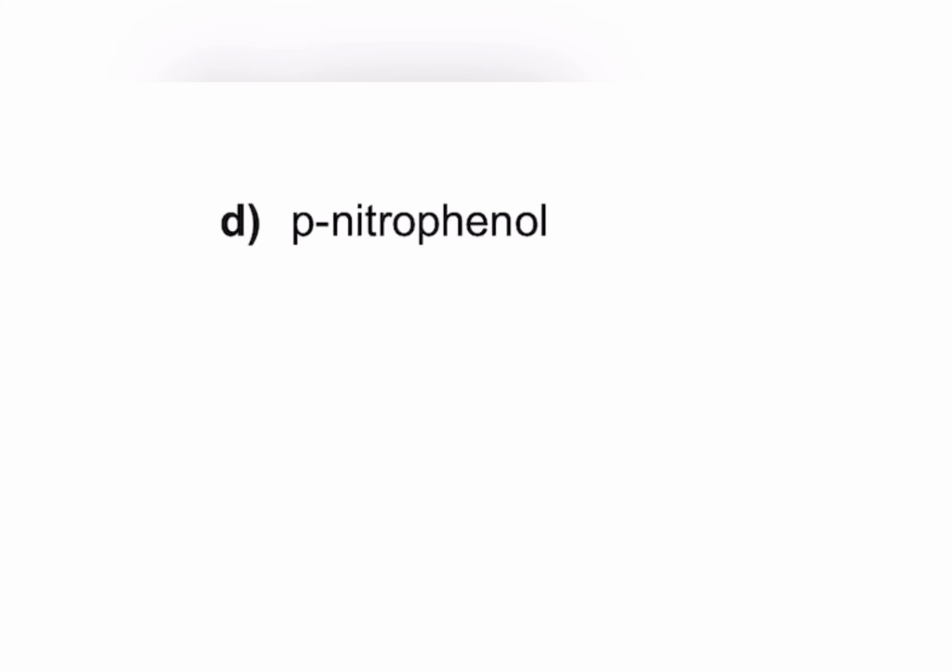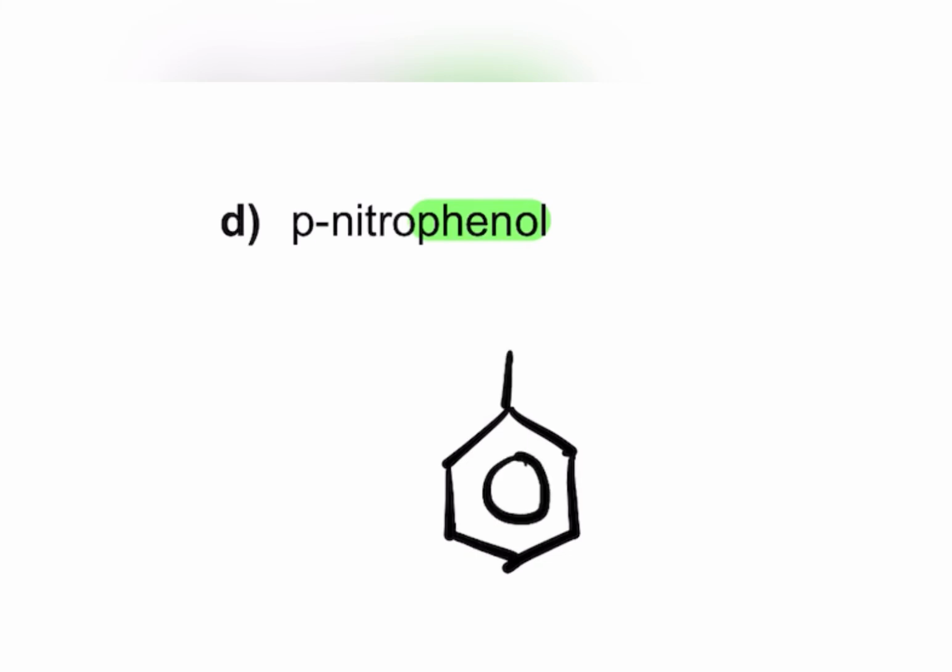I got para-nitrophenol. So please remember, in this case, my parent is phenol. So phenol, what is the structure for phenol? Phenol is the benzene ring attached to OH group. This is phenol. Automatically, this carbon will be first carbon.